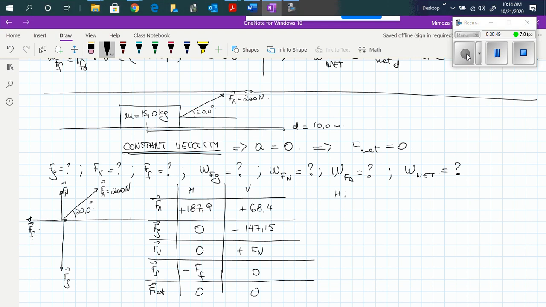From the horizontal, what we find is force of friction is equal to 187.9 newtons. So we found what is force of friction. From the vertical, what we have is force normal is equal to 147.15 minus 68.4, equal to 78.75 newtons.